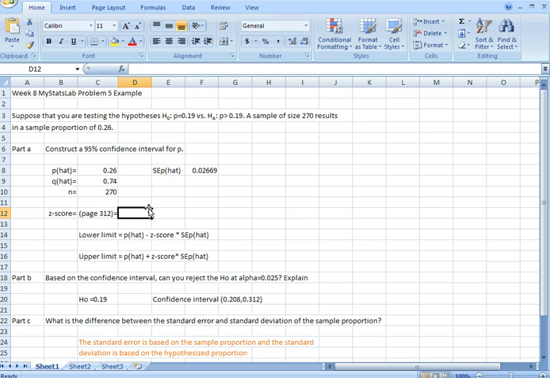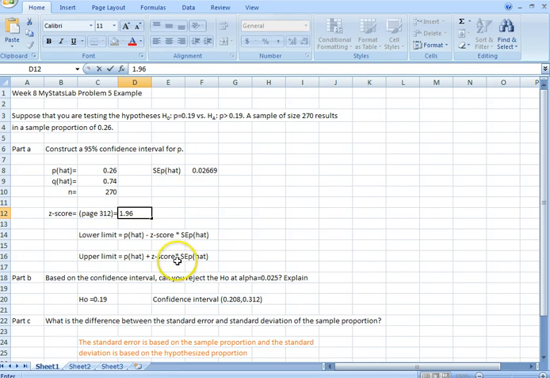Well, if you look on page 312, you will see a blue box, and at alpha 0.05, which is what we have since our confidence interval is a 95% confidence interval, and it's two-sided because confidence intervals have two sides, an upper and a lower, we see from the box there that our z-score should be 1.96.